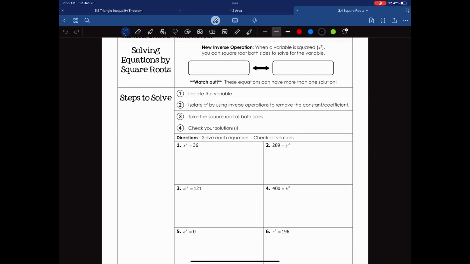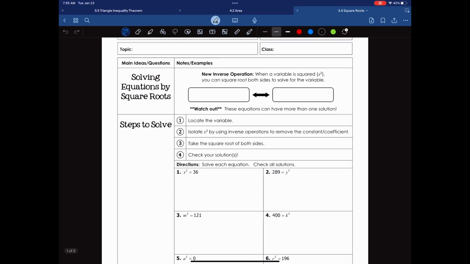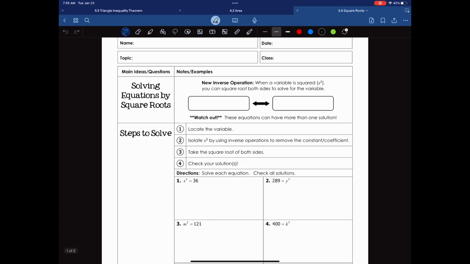Hi, everyone. Okay, today we're going to be talking about solving equations with square roots. Just grab a sheet of paper. If at any point you need to stop, just pause me and keep on writing.